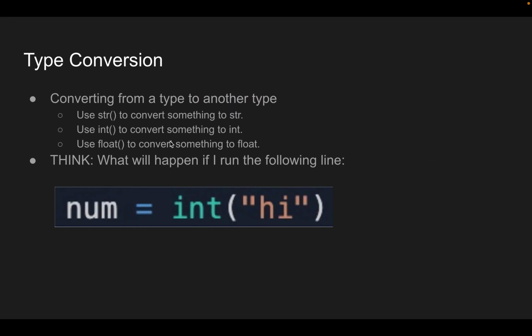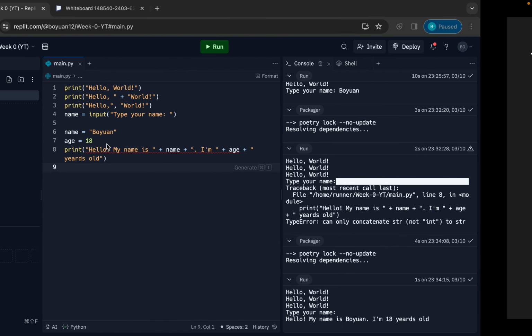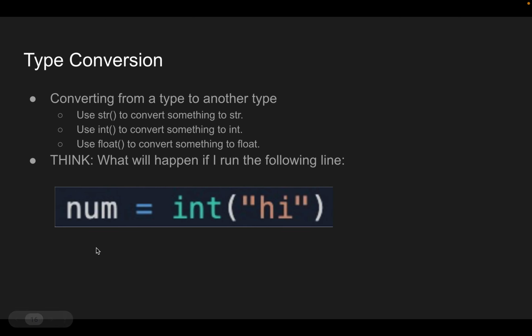So what else can we do? Well, it turns out we can use something called type conversion, and all it does is convert from one type to another type. So we can use str to convert something to str. We can use int to convert something to int. We can use float parentheses to convert something to float. You just put the value that you're trying to convert inside the parentheses, and the type you're converting to is specified outside, here.